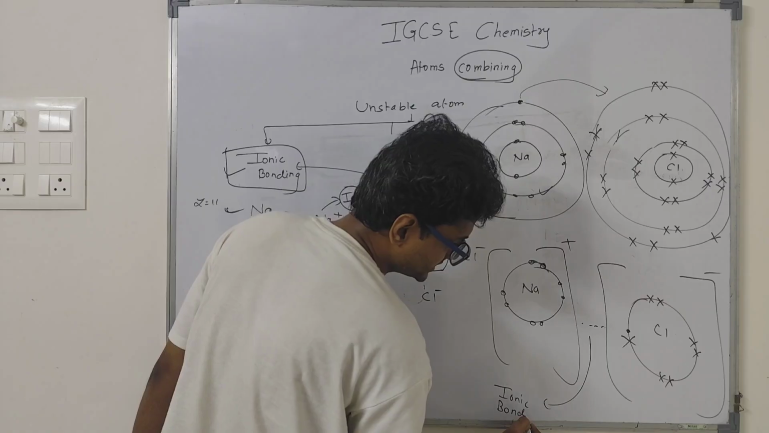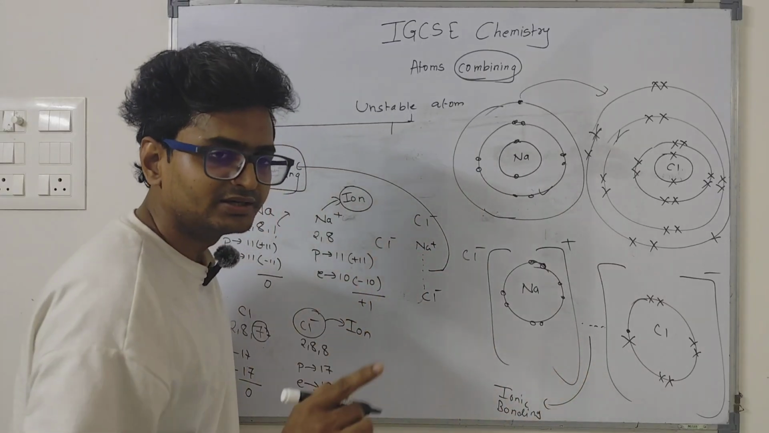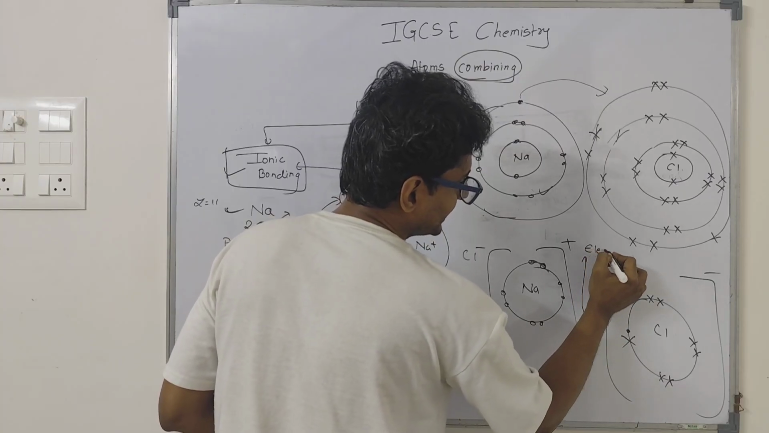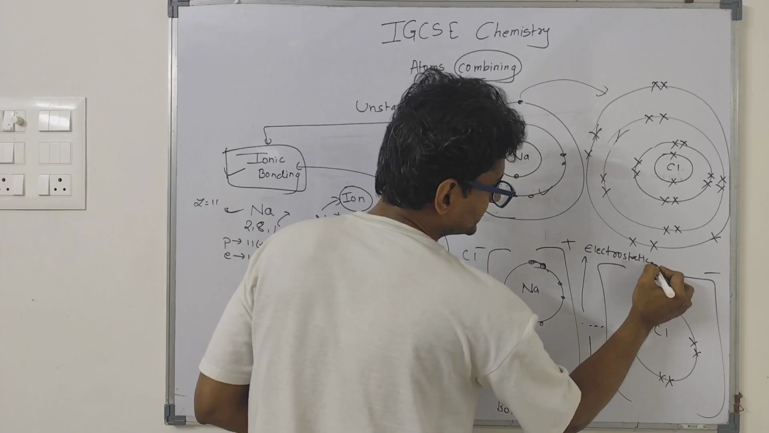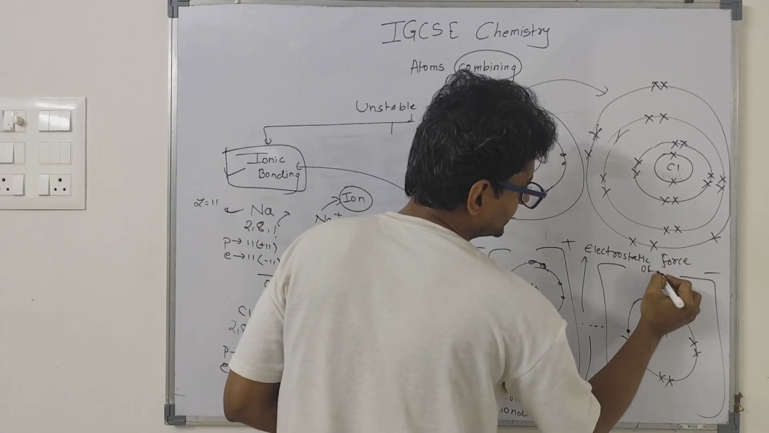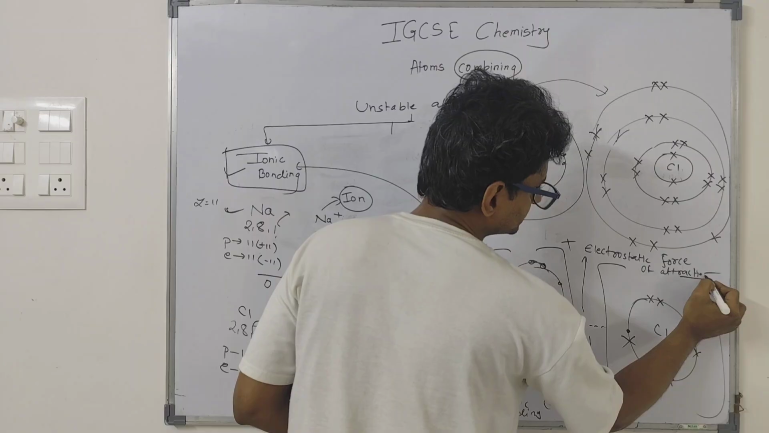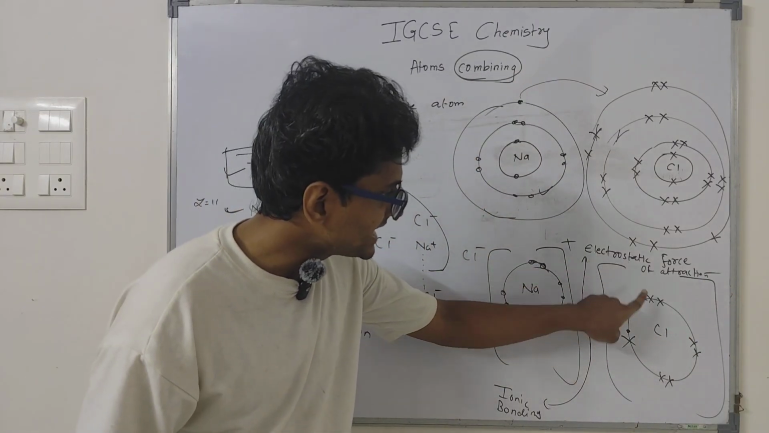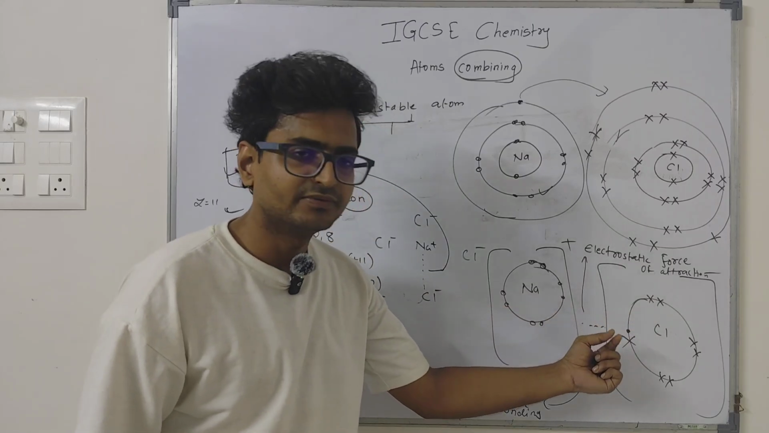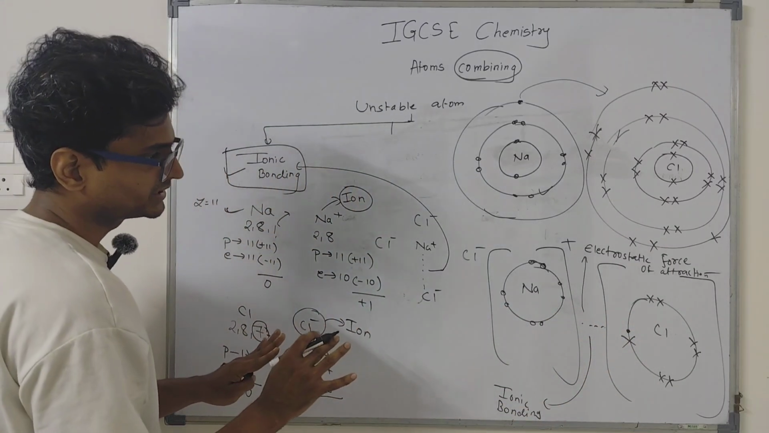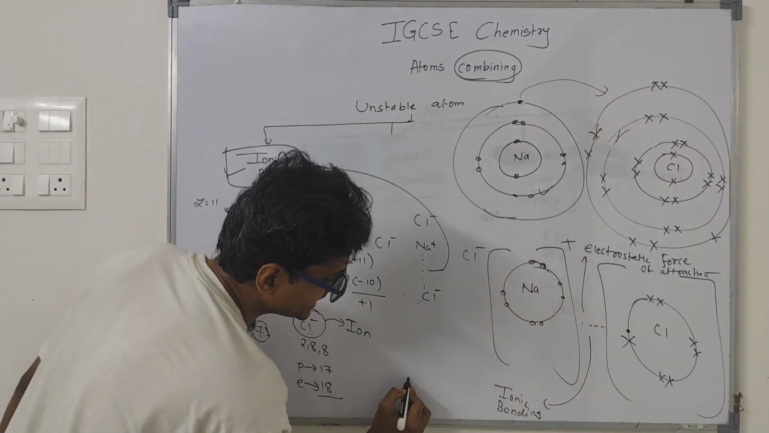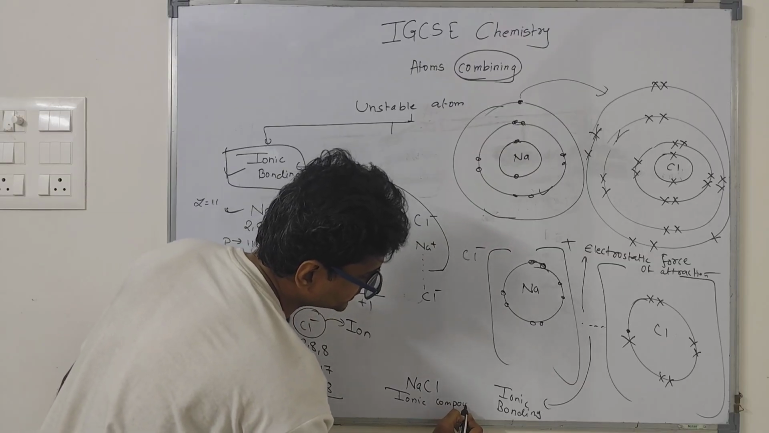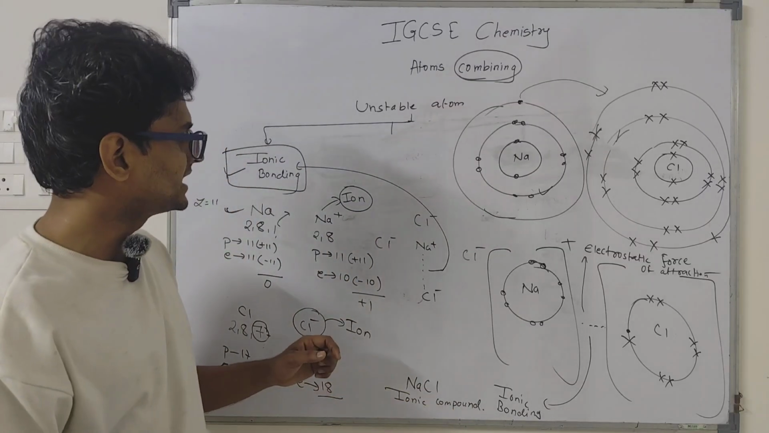bonding. Make sense? Now there is another term for this force of attraction. This force of attraction is also called electrostatic force of attraction. Why electrostatic? Electro means charges, so these are charges, and static means at rest, these are at rest, right? So electrostatic force of attraction. This is what ionic bonding is, and the compound formed here, which is NaCl, is called an ionic compound. So I hope you could understand a bit about bonding.